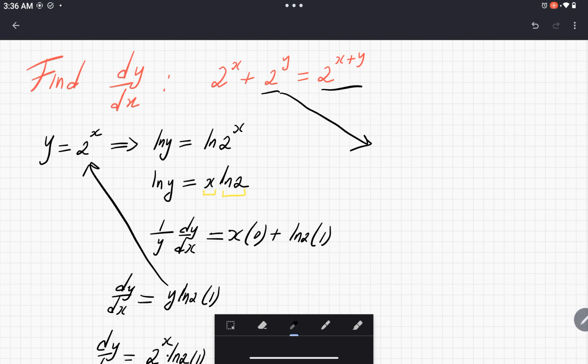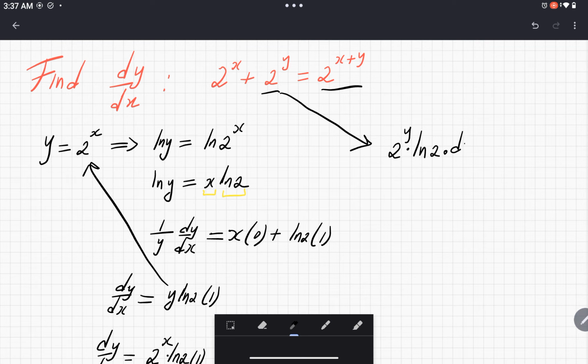Our initial function 2 raised to the power y stays as 2 raised to the power y, multiplied with the function. Now multiply by the ln of the base. The base is 2, and then the derivative of the power. The power is y, and the derivative of y is dy/dx, because we are differentiating our function with respect to x.